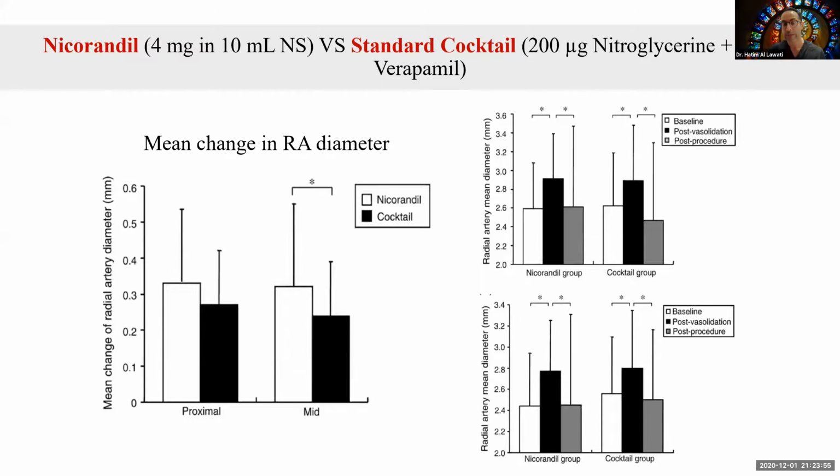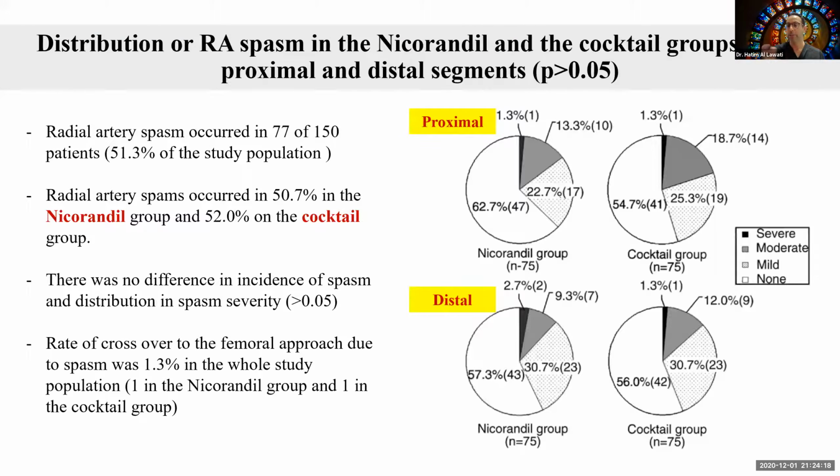And they showed that Nicorandal actually resulted in a greater mean difference. And by difference, I mean mean increase in radial artery diameter compared to the standard combination of verapamil nitroglycerin, whether it was in a proximal segment in the radial artery or a distal segment closer to the insertion site. However, there was no difference in the risk of spasm between the two groups.